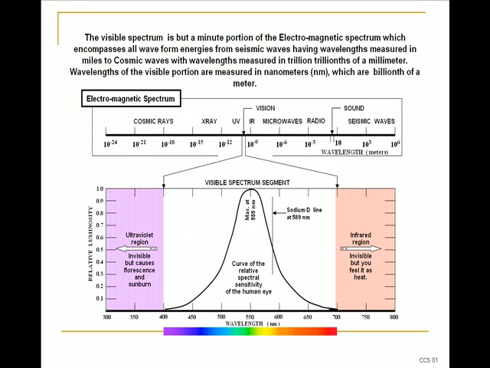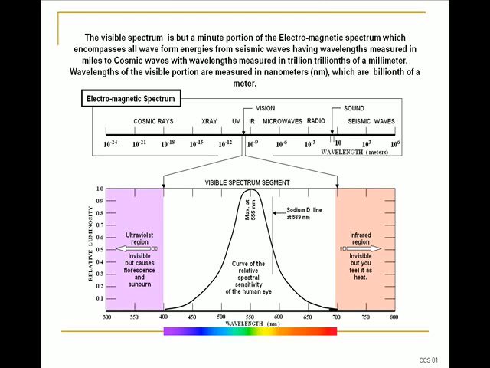Here's a slide that goes back to the beginning of class when we showed the electromagnetic spectrum and discussed how visible light is just a small portion of that electromagnetic spectrum, and that our eye is sensitive to wavelengths of light between 400 and 700 nanometers. Anything less than 400 nanometers is the ultraviolet region of the spectrum we don't see, and anything greater than 700 nanometers is the infrared region that we also cannot see.